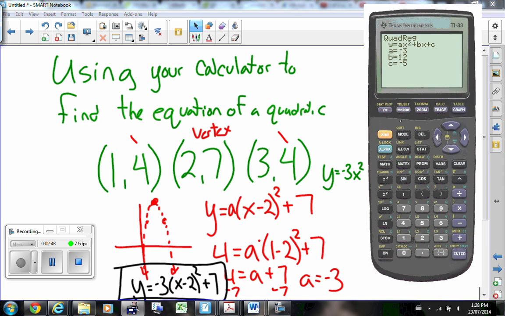If I wanted to do one more thing, I'm going to go again to stat, edit, and then stat, calculate. I'm going to do quadratic regression again, and again I push L1, comma, L2. I'm telling it where the x values are, where the y values are, and then I'm going to put a comma again. This time I'm going to push my vars button, right here in the middle.